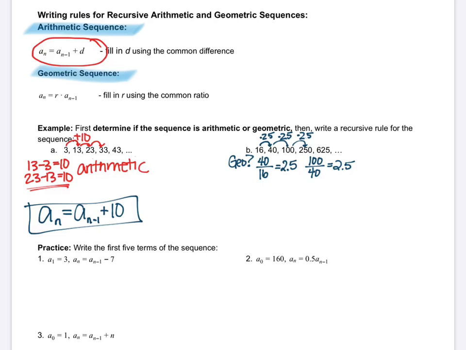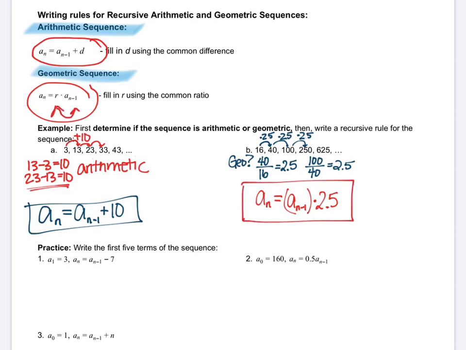So to write this out as a recursive rule, we'll have AN, and we can really use this formula above if we want to, equals, you take any term, so AN minus 1, and multiply it by 2.5, which is our ratio. And notice I switched my order around. They have A1 and R first up here, but it doesn't matter. So that would be our rule for this one.